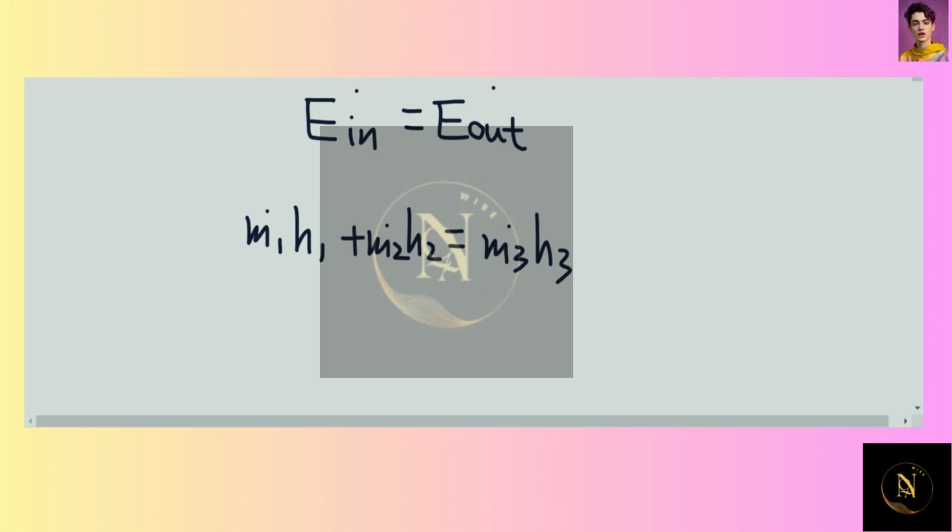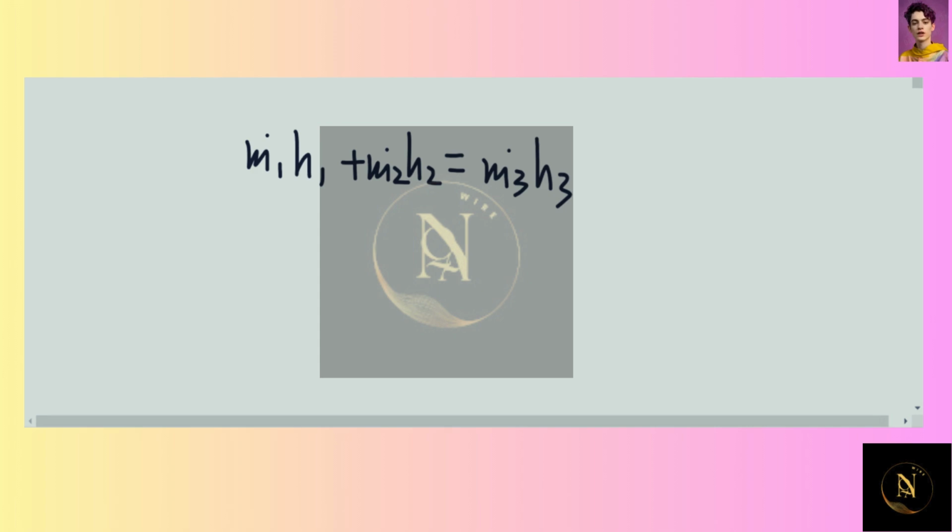And M dot 2 here is the mass flow rate for the second ideal gas, and H2 is the enthalpy for the second ideal gas. M dot 3 here is the mass flow rate for the mixture, and H3 is the final enthalpy, or the enthalpy for the mixture. So now we can do some arrangement here. We have H3 is equal to M1 dot H1 plus M2 dot H2 divided by M3 dot.